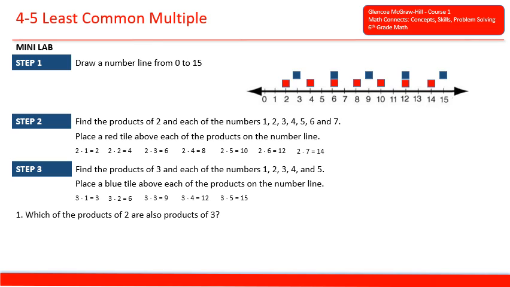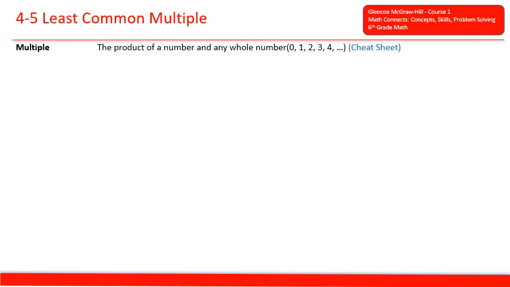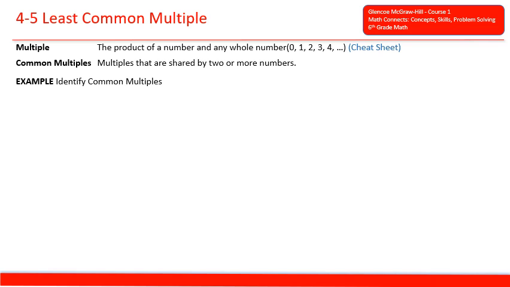Which of the products of 2 are also products of 3? Looking up at the number line, 6 and 12. Find the least number that is a product of both 2 and 3. So the least number, or the lowest number, is 6. It's a product of 2 and 3. A multiple is the product of a number and any whole number: 0, 1, 2, 3, 4. Common multiples are multiples that are shared by 2 or more numbers.